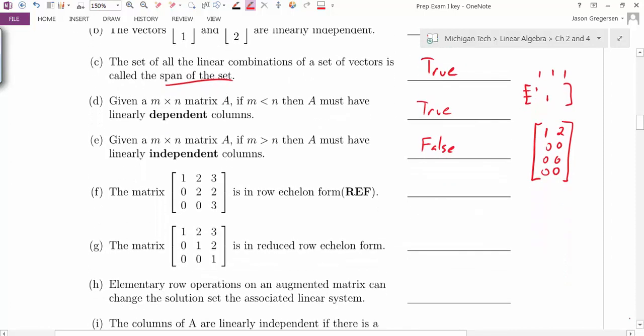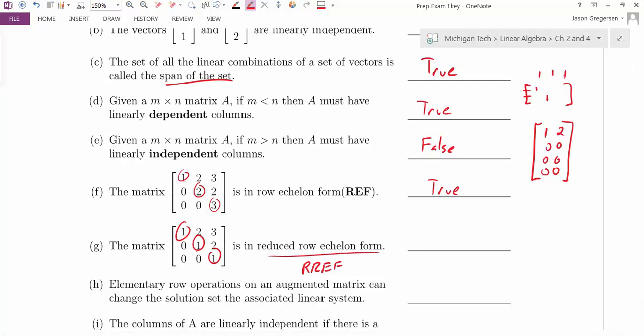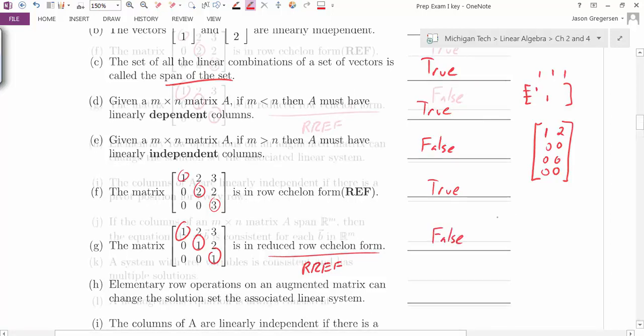F, I'm given a matrix. It says the matrix is in row echelon form. So I'm going to circle those pivot positions, and I have zeros below them, and everything else looks good. So this one is true. This one is in row echelon form. Now the next one says the matrix is in reduced row echelon form. So once again, I would circle those pivot positions, check to make sure all those values are 1, and also check to make sure that I have zeros below and above each of those pivot positions. In this case, I don't. So this one would be false.